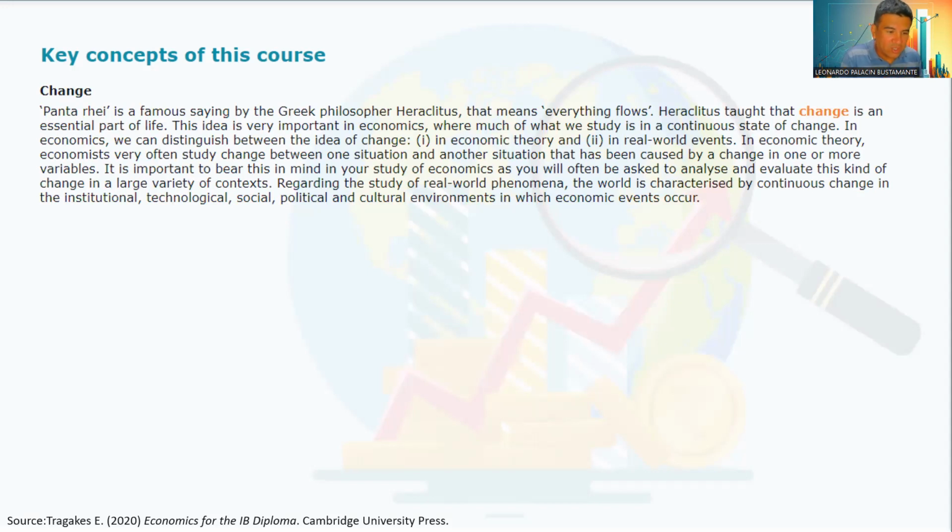normally study change between one situation to another that has been caused by a change in one or more variables. It's important that you know that in your studies of economics during this course, you will be asked to analyze and evaluate the kind of change in a large variety of contexts. And this means that you need to use the textbook to analyze how the theory can be used to analyze what is happening in different contexts.